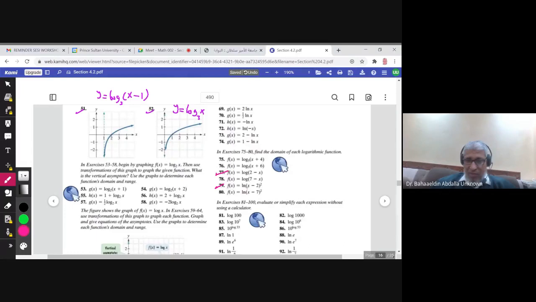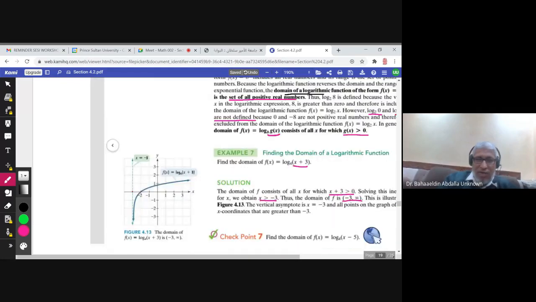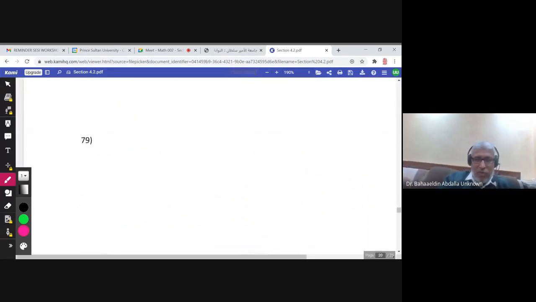But here in 79, we have a special thing. In 79, we need to find ln of x minus 2 squared. Okay, the domain of ln of x minus 2 to the power 2. So I will write it: f of x equals ln of x minus 2 squared. Now, we know that any logarithmic function, ln is one of the logarithmic functions. We will talk about it now in a second. So this is a logarithmic function.